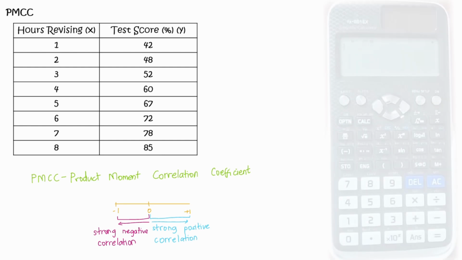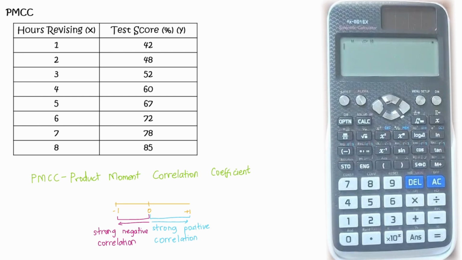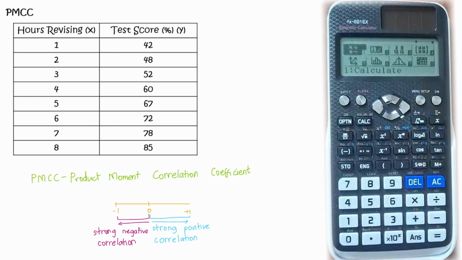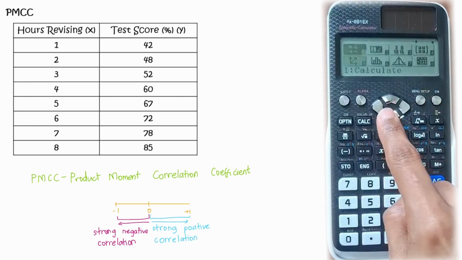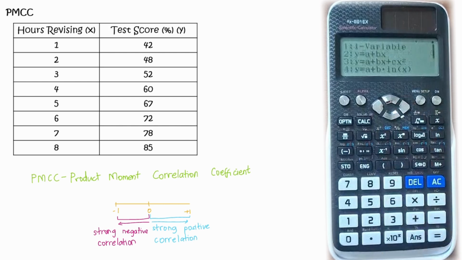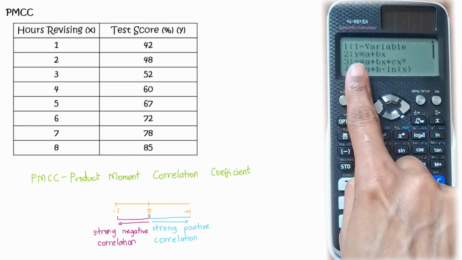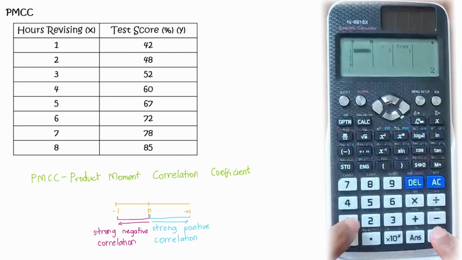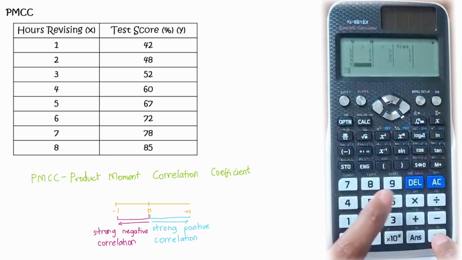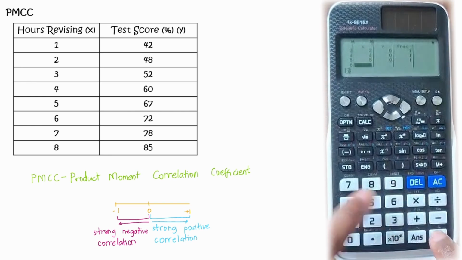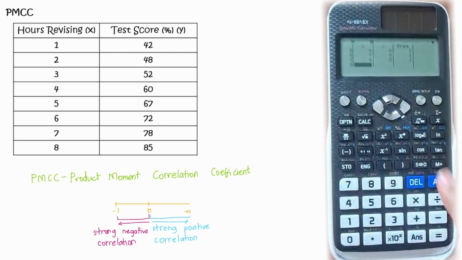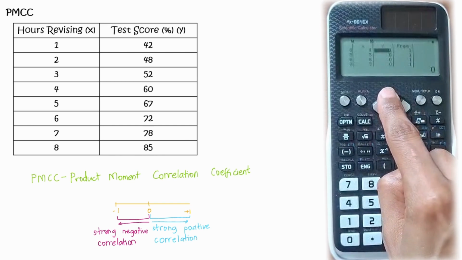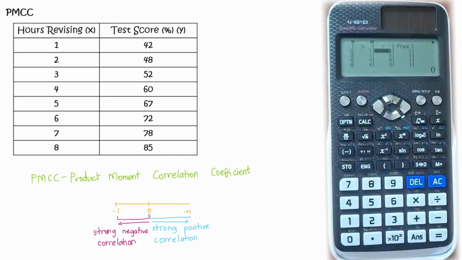So on the calculator, if we first press Menu and then select 6 for statistics, we can then choose Y is equal to A plus BX. We can then enter the X values, which are 1, 2, 3, 4, 5, 6, 7, and 8. And we can then go onto the Y column and input the corresponding Y value.